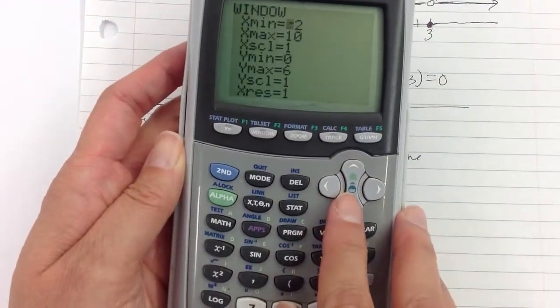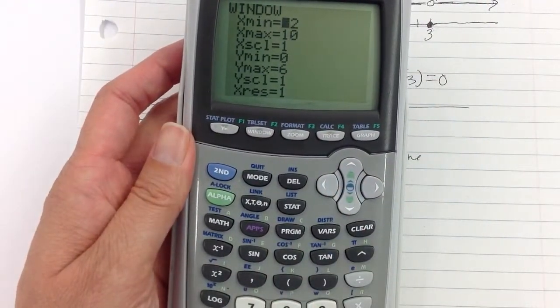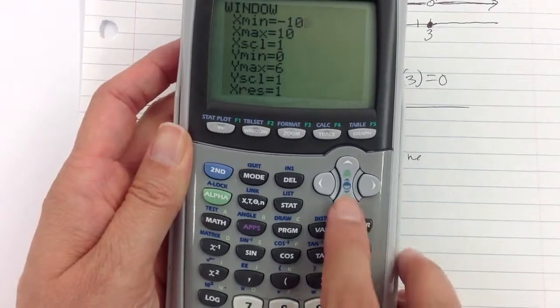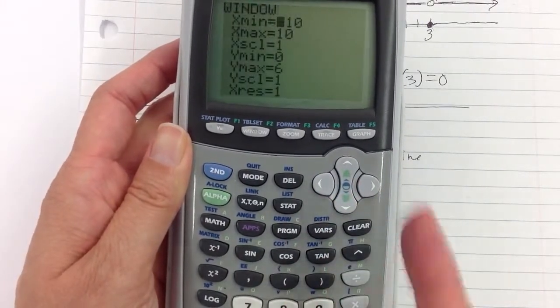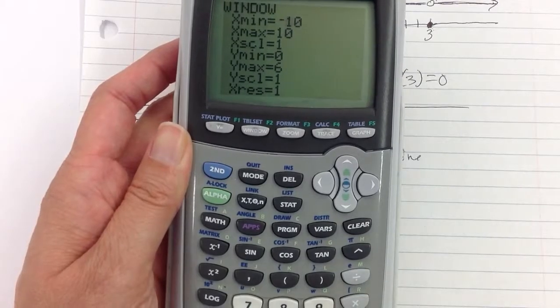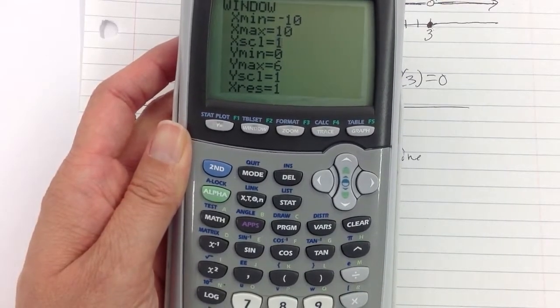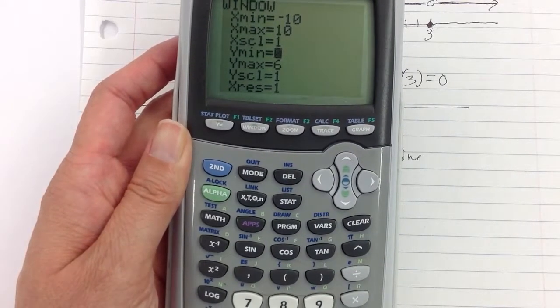So my window, I'm going to change to, let's make it negative 10. And then I need my Y, oops, I used the minus button. If you use the minus button, it'll give you an error. And then my Y value, my minimum, let's make it negative 10 as well.